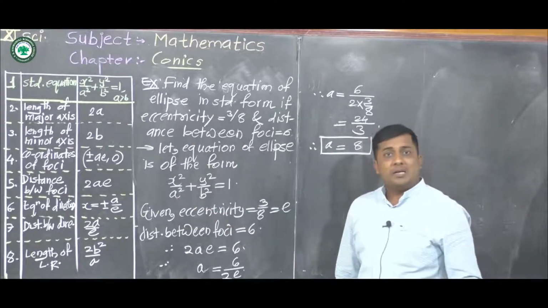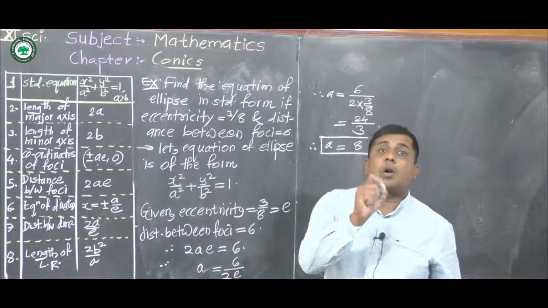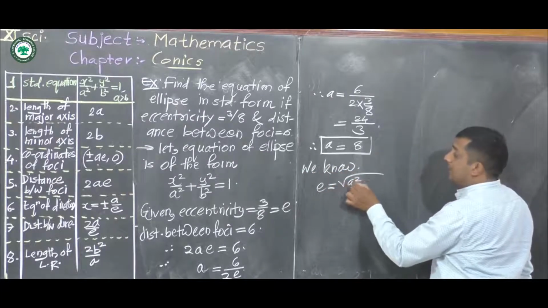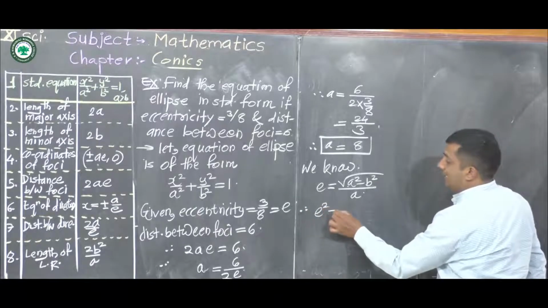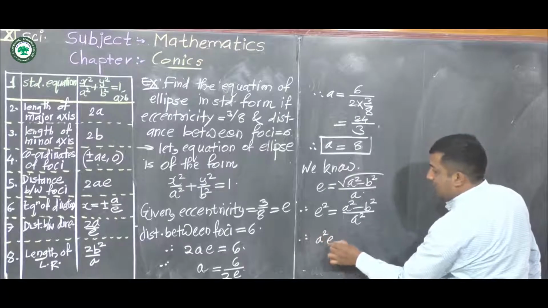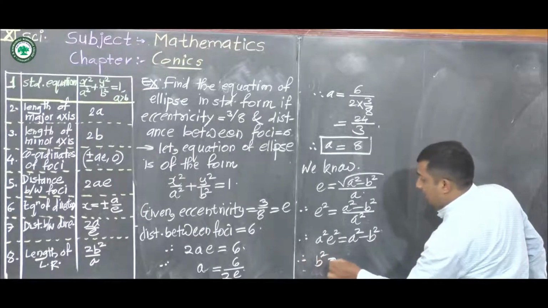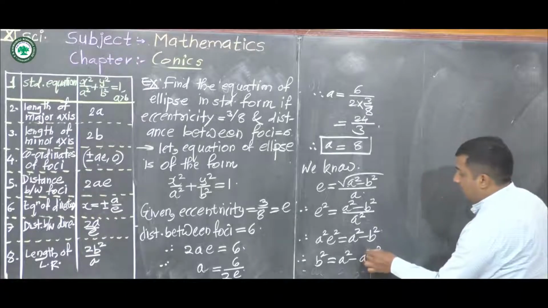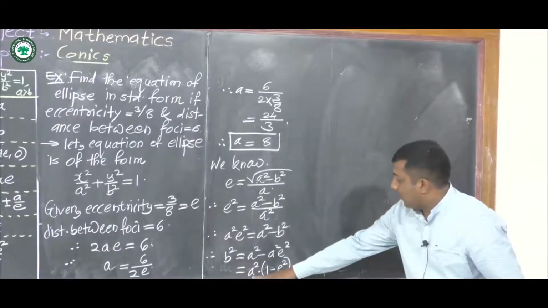Now our next very important step is that we have to find B, and to find B we know the formula of eccentricity. E is equal to square root of A square minus B square upon A. We have to find this B square. So squaring on both sides, we get E square is equal to A square minus B square upon A square. Then A square E square is equal to A square minus B square. So B square is equal to A square minus A square E square. Now we keep A square common, so A square inside the bracket 1 minus E square. We know A, we know E.